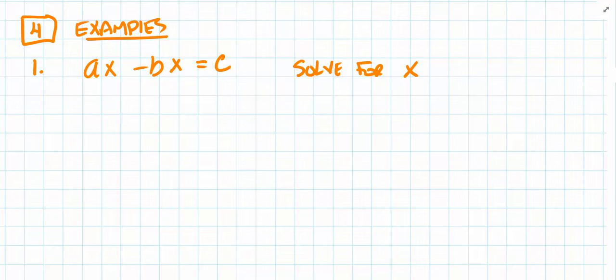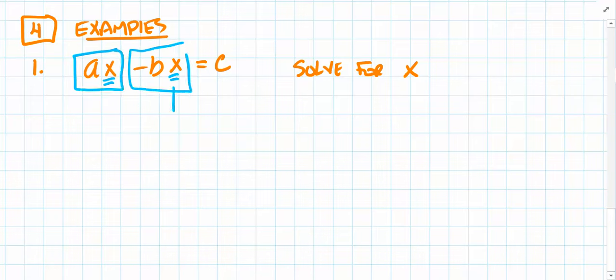Does anyone see what I could do in both of those things? Thoughts there? Jay, what do you think, buddy? You could take x out, and then you could say x parentheses a minus b equals c. There you go. You're on the right track. So notice that this term right here and this term both have an x in it. You guys agree with that? They both have an x.